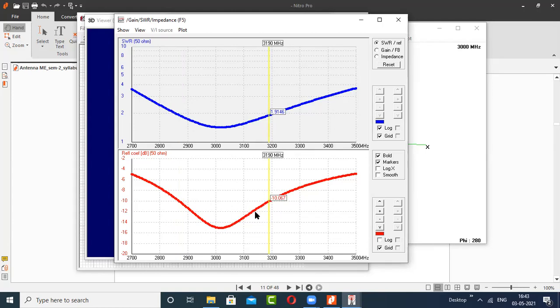And remember that when you're going to analyze the effect of length on the antenna performance, you have to keep the radius fixed. In our case, it is 0.5 mm radius. Do not change the radius. When you're working on radius, do not change the length. When you're working on the length, do not change the radius. Any one radius you have to take.